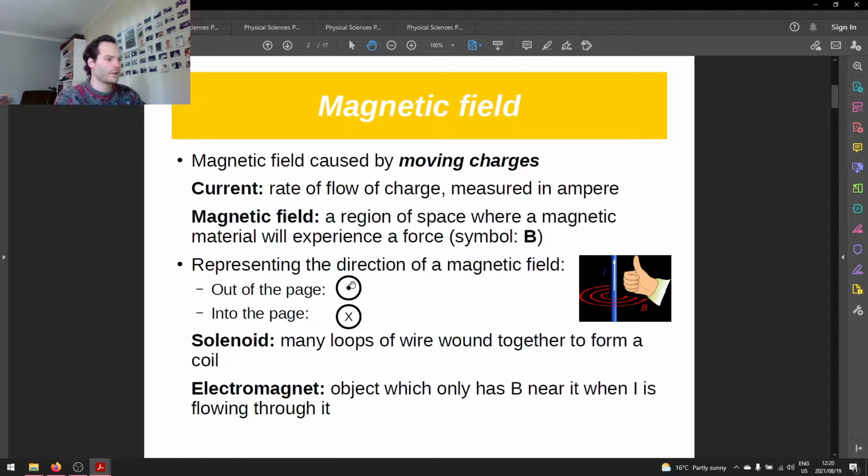Then I just want to remind you of these two symbols. When a current or a magnetic field is going out of the page, we've got a circle with a dot coming out of the board, and into the page we've got a circle with an X inside. It's like an arrow going away from us. And then a solenoid is many loops of wire wound together to form a coil, so multiple coils next to each other, and an electromagnet is something that produces a magnetic field only when electrical current flows through it.